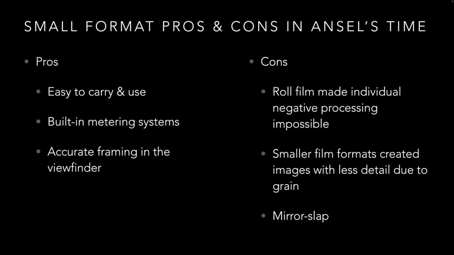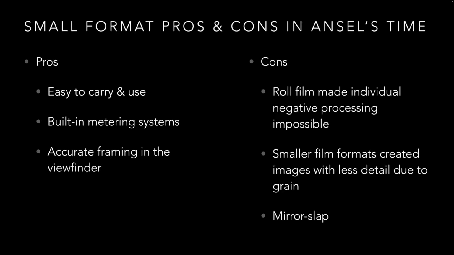They were very easy to carry and use. They had much smaller lenses. The metering systems on later ones were built in, so you didn't need to use a hand meter necessarily. And one of the things that Ansel really liked about small cameras is that you could frame things up accurately in the viewfinder. It was a right side up image. What you saw was what you could get, especially if you had a camera with 100% viewfinder coverage.